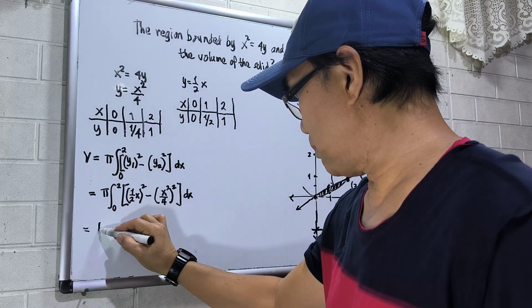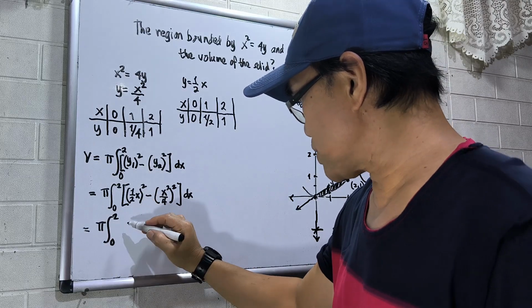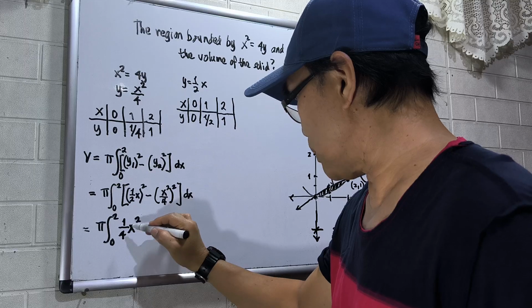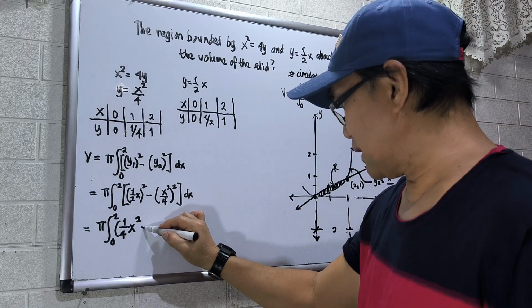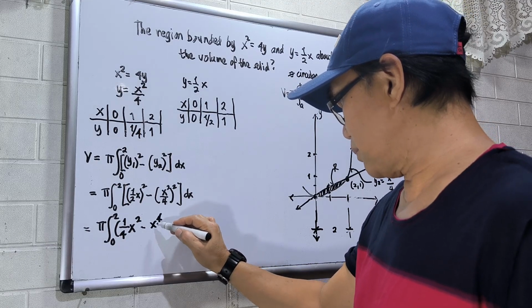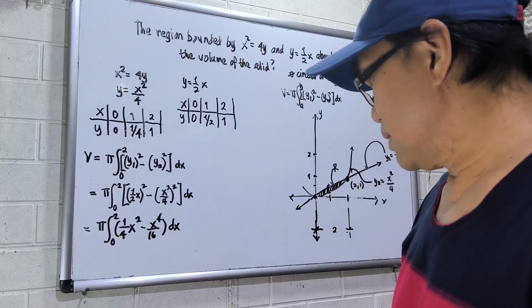Okay, so this will be pi integral from 0 to 2. So 1 squared, that will be 1. 2 squared is 4. Then this will be x squared. Then this will be minus x to the 4th, then over 16. Then dx.